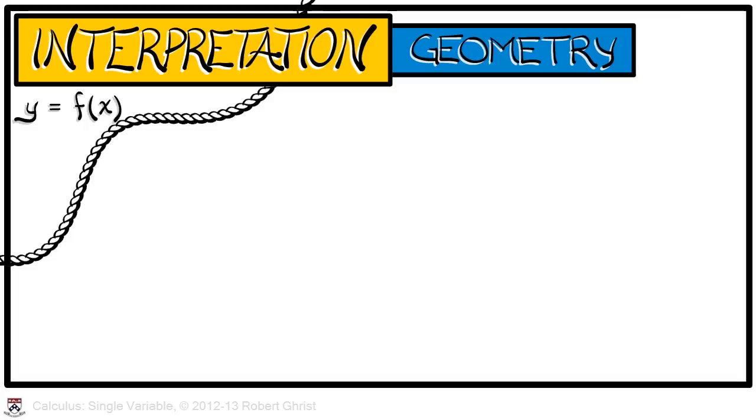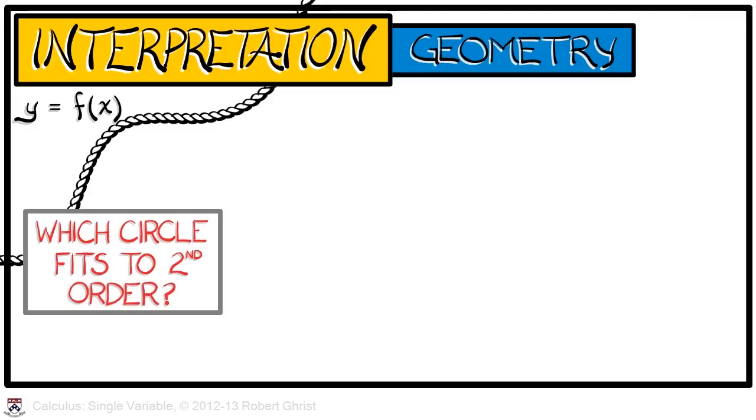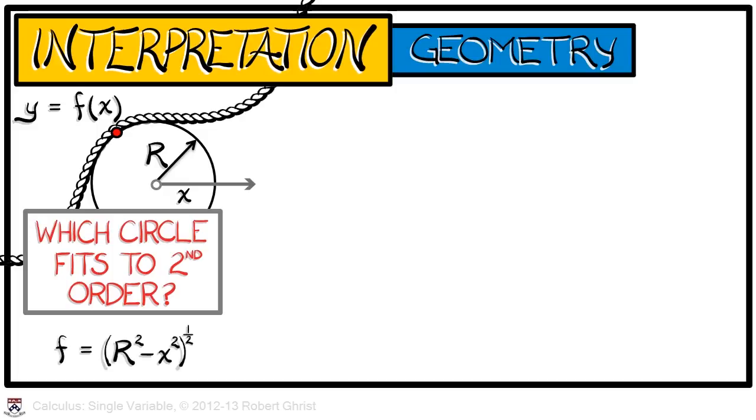Consider a function, y equals f of x, and let's fit to it a circle that agrees up to second order. We'll say that the radius of that circle is some unknown, r, and we'll set up a coordinate system, x, based at the center of that circle. Now, at some value of x, the graph of this circle, that is square root of r squared minus x squared, is going to agree with f and its derivatives, at least the first two.